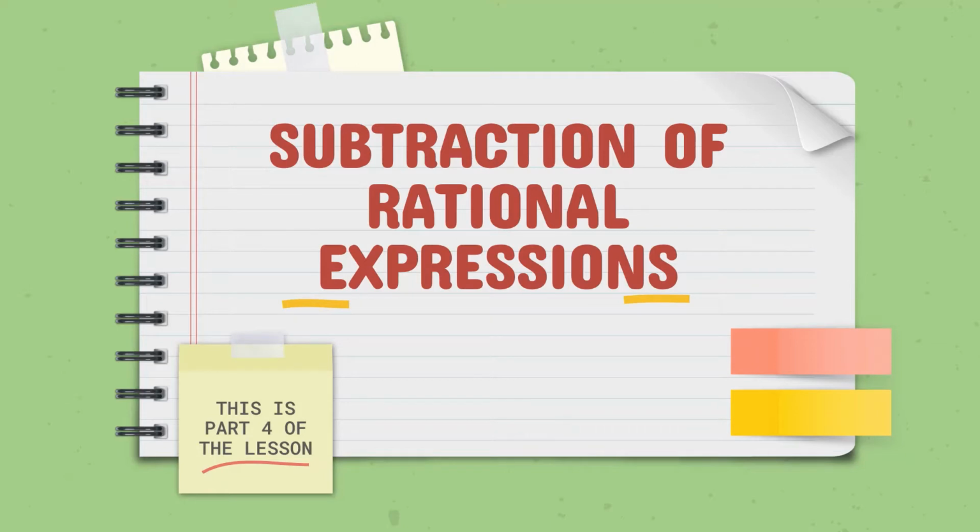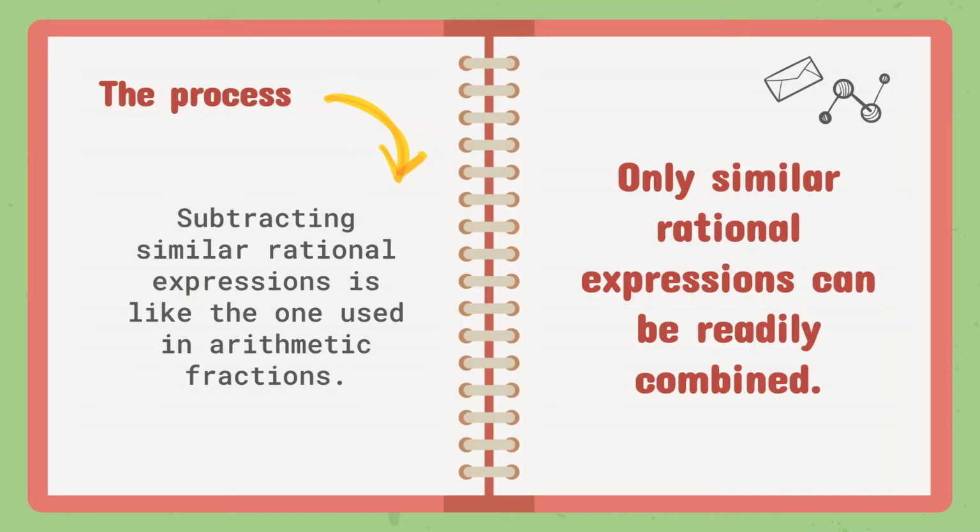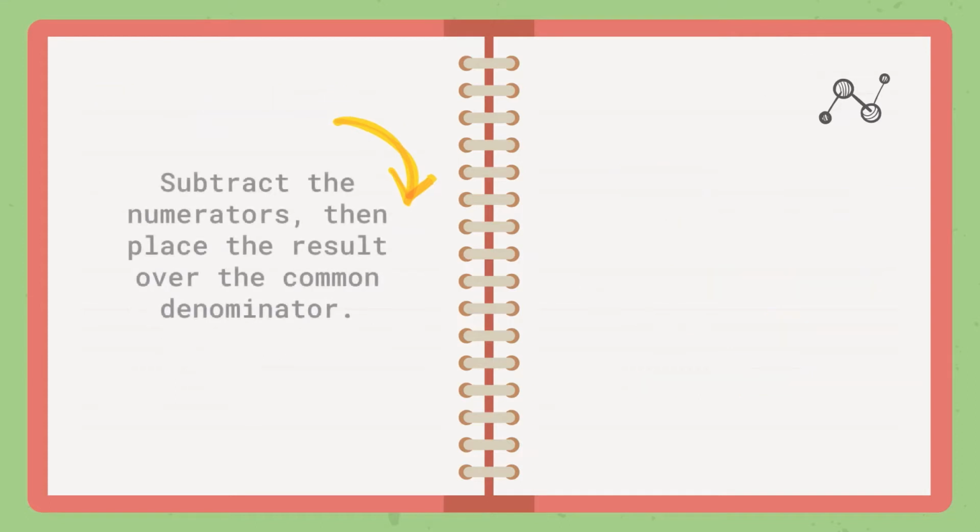This video will be all about subtraction of rational expressions, part 4 of our lesson. Subtracting similar rational expressions is like the one used in arithmetic fractions. Only similar rational expressions can be readily combined. What we want to do is to subtract the numerators, then place the result over the common denominator. In symbols, it's going to be a over d minus c over d is equal to a minus c over d.